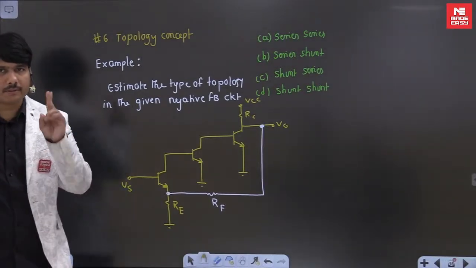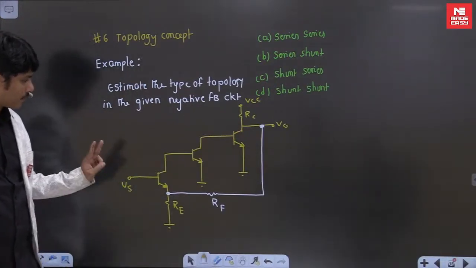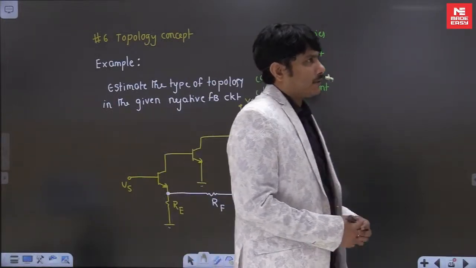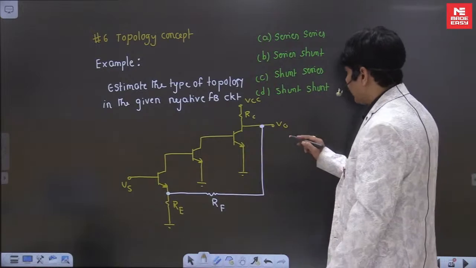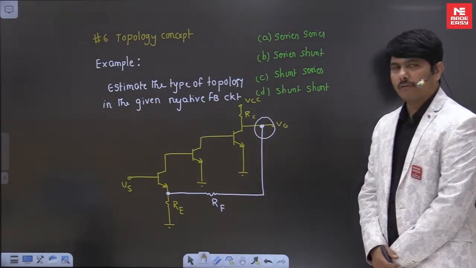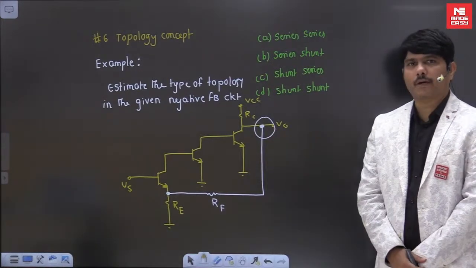Topology means only two things you have to verify. Output sampling, you have to concentrate. Input mixing, you have to concentrate. Two things. Hit the circuit, you will get the answer. It will not take much time. So if you see here, this is the output, correct? Where you have taken the output, clearly you can see. You have taken it from the output voltage, not from the current.